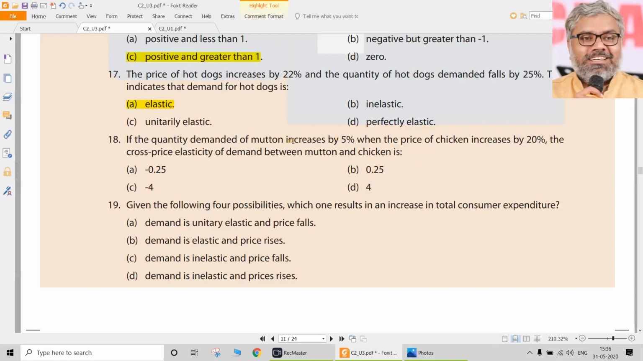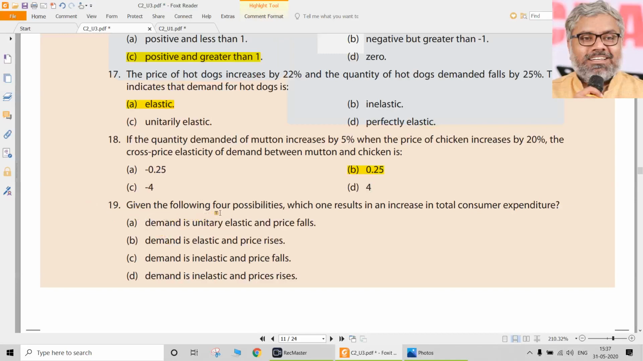So when the cross price elasticity is positive, what can we call those two commodities? Substitutes. So naturally, when it is positive 0.25, the answer would be B. Rather than minus 0.25, it would be 0.25, because these two are substitutes. That can be understood quickly if we just apply both positive numbers in the formula. That was question number 18. The answer is B, Bombay.